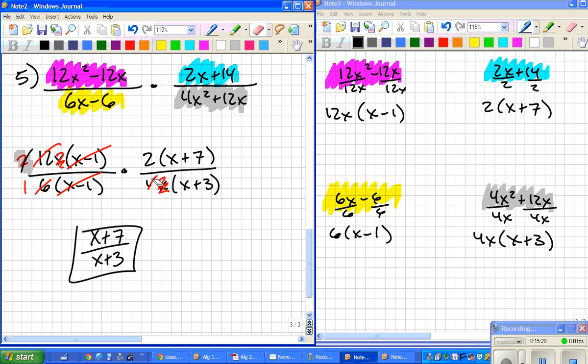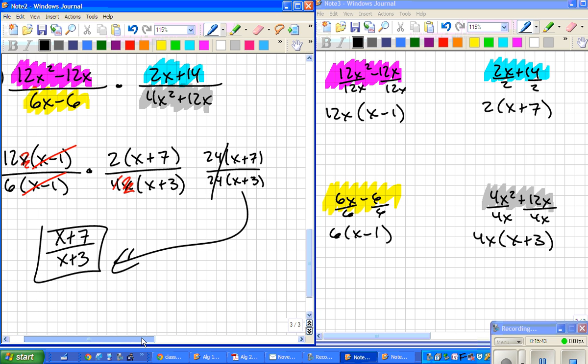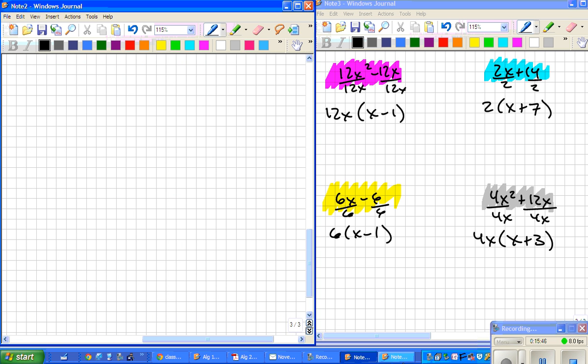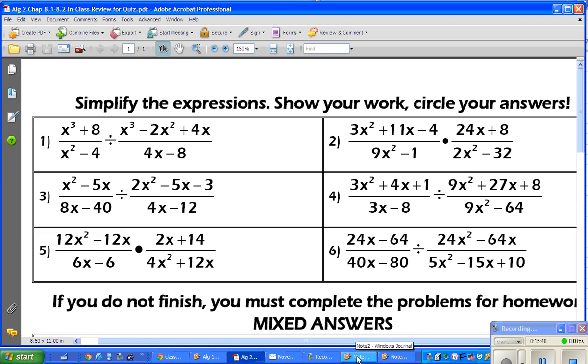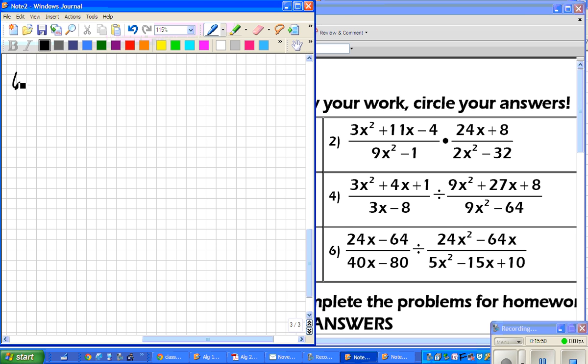Now, we could have done something different right there, where instead of crossing out all those numbers, if we just would have multiplied everything, you would have gotten 24 times x plus 7, and then 6 times 4 is 24. And then your 24s would have canceled out, and you would have gotten the same thing. Okay? All right, last one, number 6.